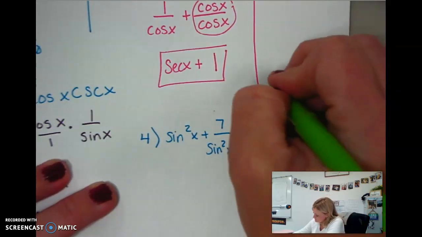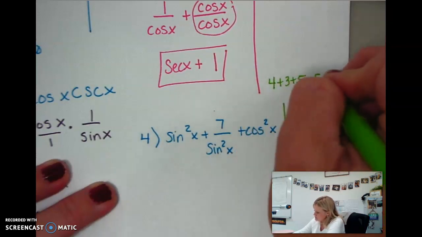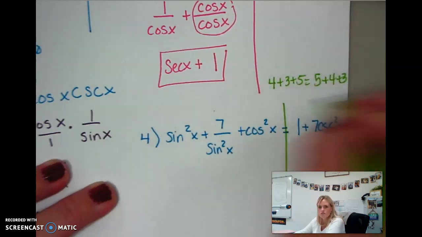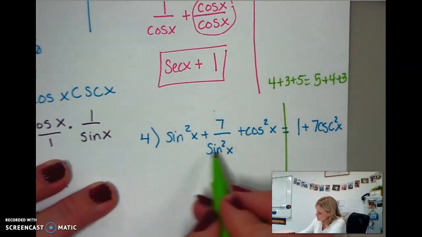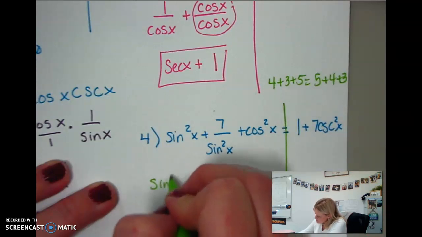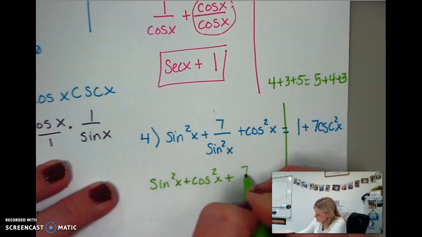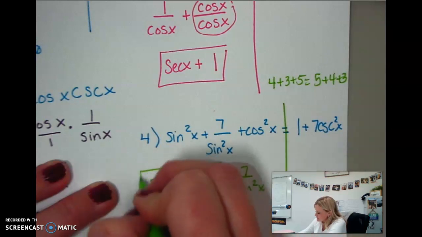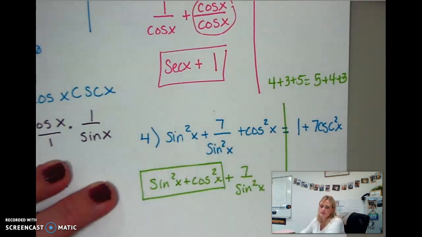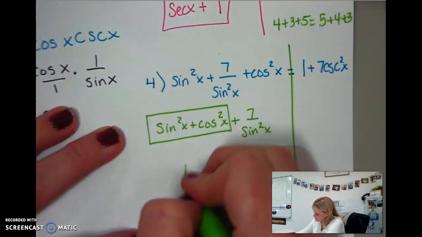But does everybody agree with me that 4 plus 3 plus 5 is the same as 5 plus 4 plus 3? We can change the order. Well, look what happens here. I'm going to use this, and somewhere I need a 1. Well, one of the most common identities that kids forget is the very first basic one right here. Sine squared plus cosine squared. That equals 1.